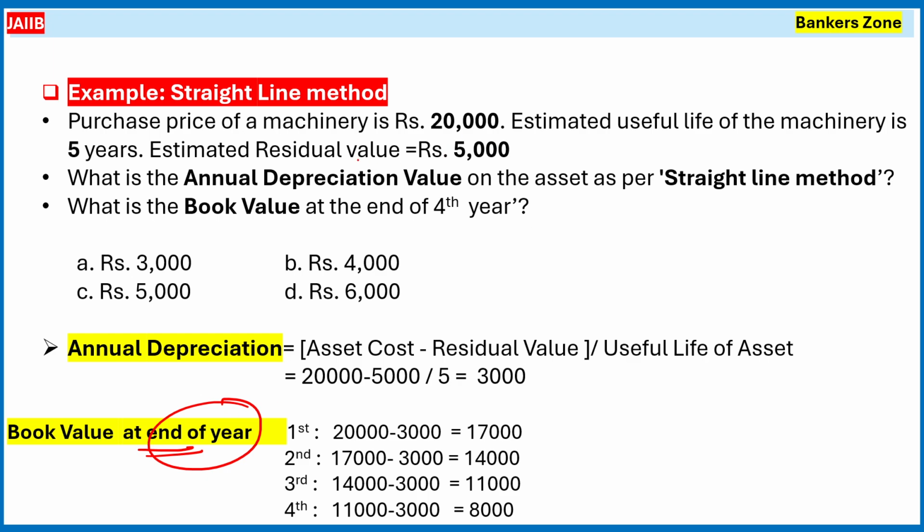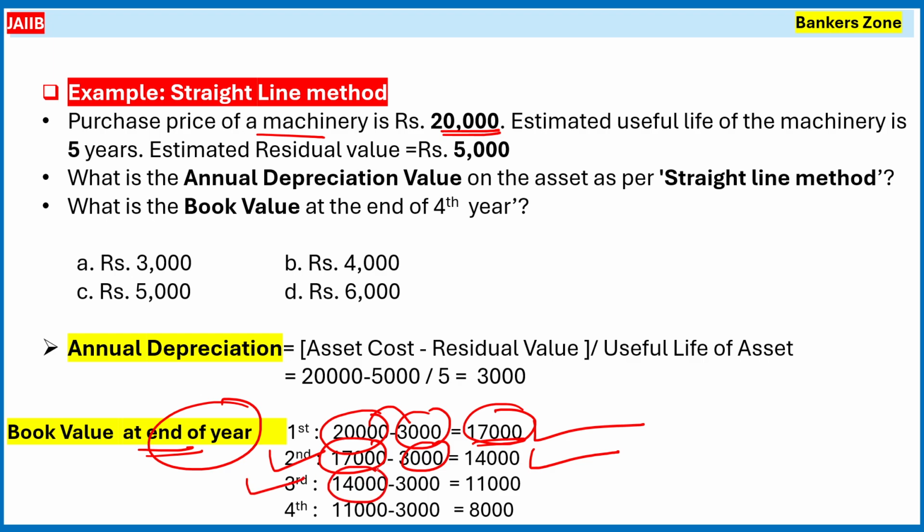Okay, what is the purchase price? Purchase price is 20,000. So at the end of the first year, 20,000 minus 3,000, 17,000 will be your remaining value. At the second year, we will start with the remaining value. 17,000 minus 3,000, you will get 14,000. That will be the book value. At the third year, you will get 14,000 minus 3,000, 11,000 will be the book value. At the end of the fourth year, 11,000 minus 3,000, 8,000 will be the book value. So the correct option which you have to mark is the 8,000.